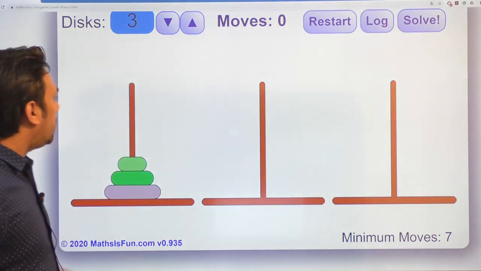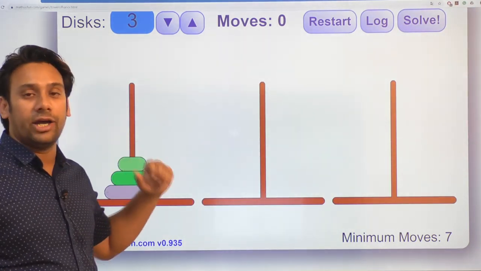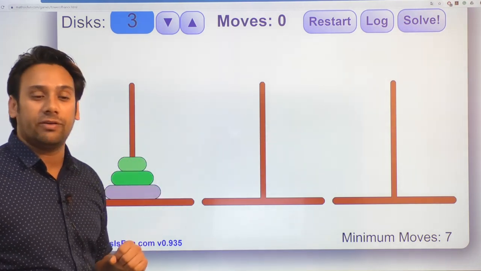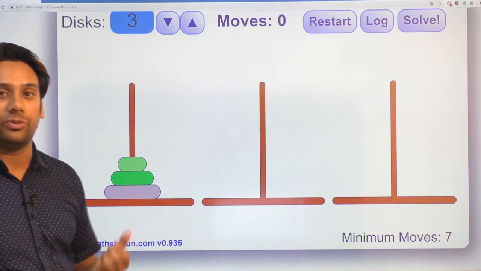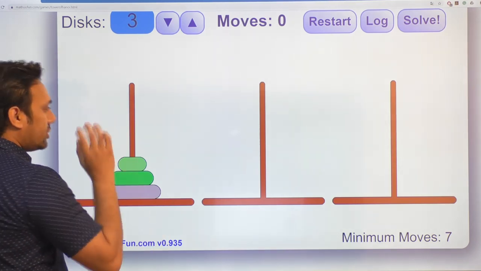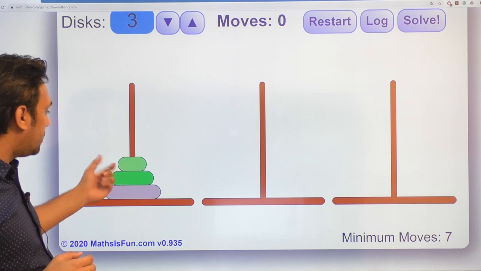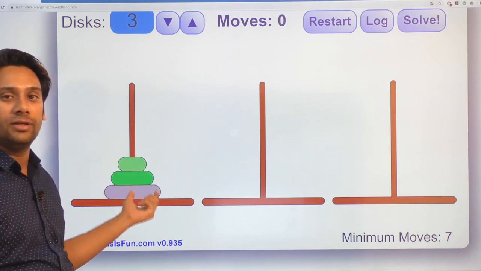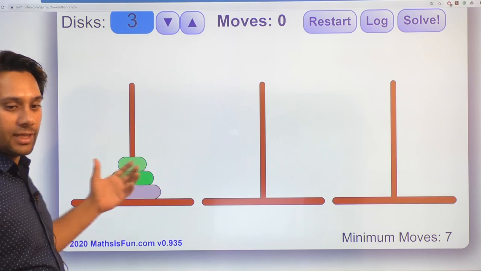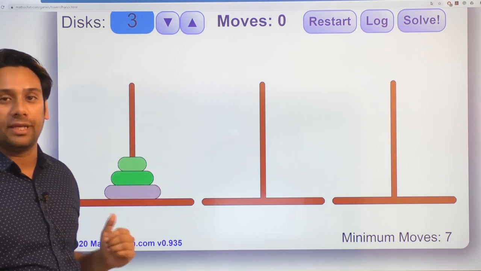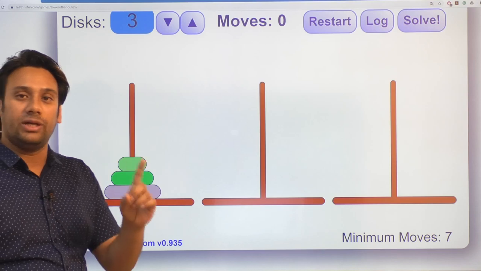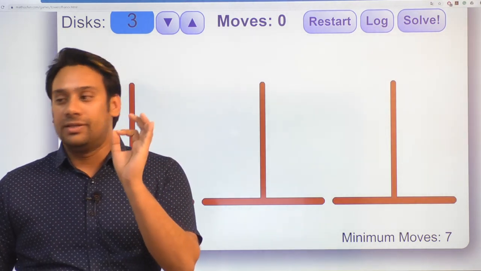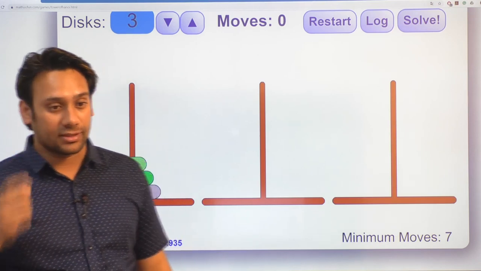Now, if the number of plates is 3, how many moves will it take to move all of these plates to the third tower? Let me explain. There is one more condition: you cannot place a bigger plate on a smaller plate. And at one time, you can pick only one plate.